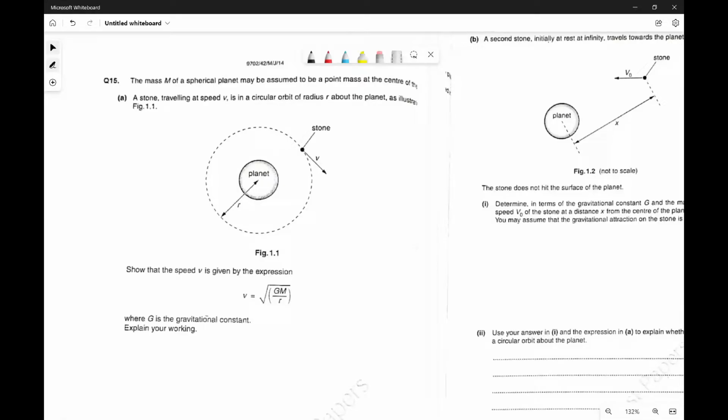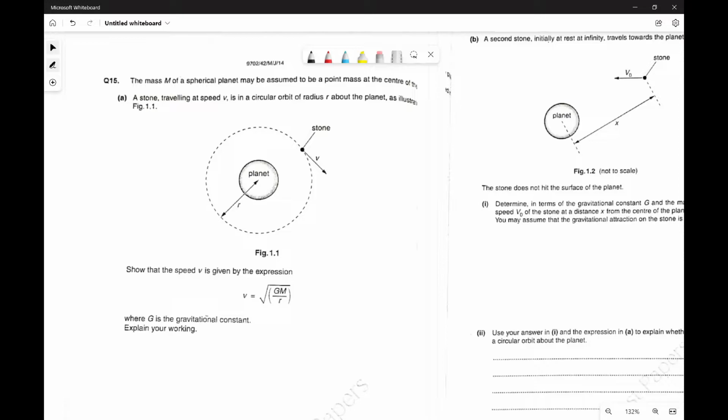I'll read the question again for the recording. The mass m of a spherical planet may be assumed to be a point mass at the center of the planet. A stone traveling at speed v is in circular orbit of radius r about the planet as illustrated. So the stone is orbiting around this planet.